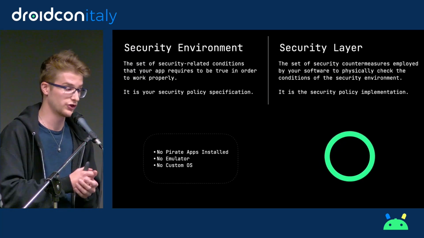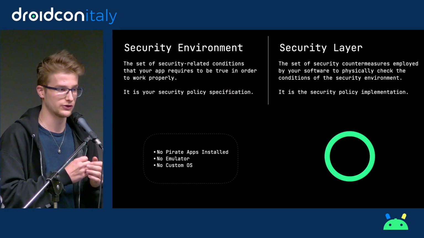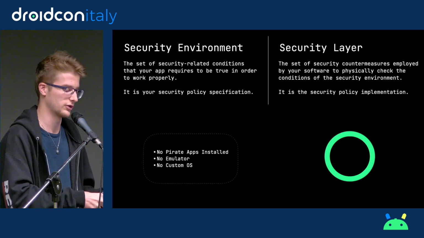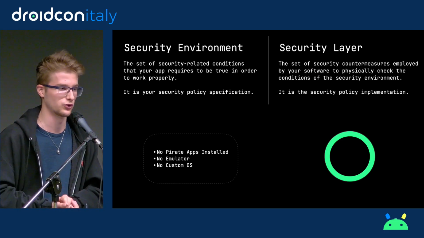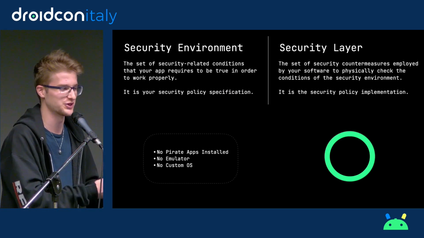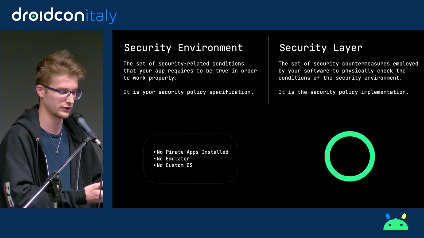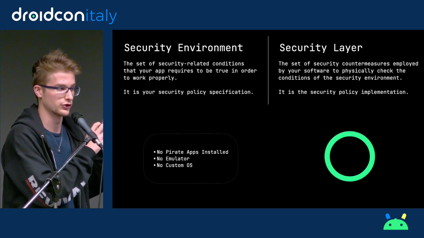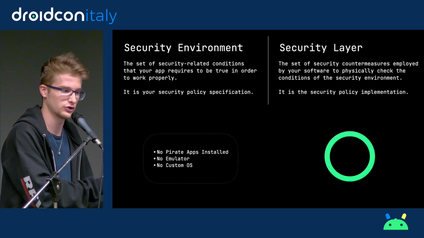There is a difference between security layer and security environment. The security environment is the set of conditions that your application requires to run on some device. For example, you may have a banking software and say, I don't want my software to run on rooted devices, or on a custom operating system, and we'll get to those in attack vectors, or in an emulator. Those are your constraints, what you expect your software to do or not to do.